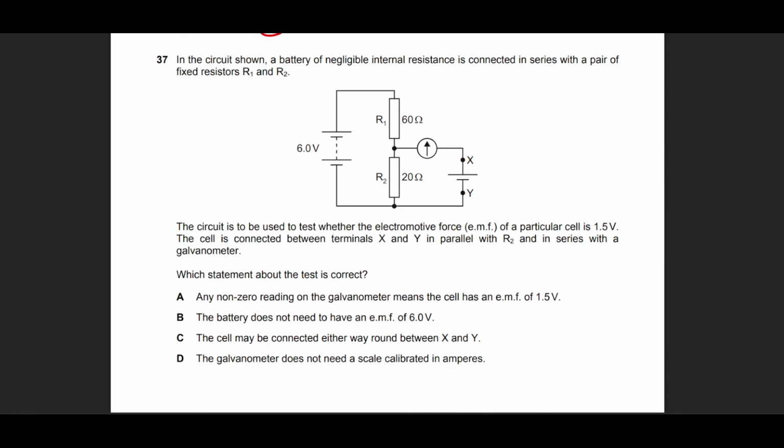37, he says it's the unknown cell method, or you can say the null method formula. He says that the circuit shown has a battery with negligible internal resistance. Okay, good. With a series pair, R1 and R2, a 6 volt battery. Let's figure out what's the EMF at this point. So voltage divider rule, we have 20, this one, divided by the total resistance, which is 20 plus 60. So this is going to be 20 over 80 multiplied by the battery voltage that is going to divide across the 2 resistors. So this is going to be 6, which comes out as 1.5 volts.